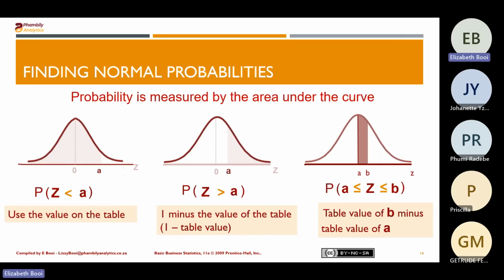And the same rule still applies. If you are going to find the probability of a less than, it is the value you find on the table. And remember always, the table contains all the probabilities of a less than, regardless of whether it's the negative side or the positive side of the table. If you're going to calculate the probability of a greater than, then it's 1 minus the value you find on the table. If you're going to do the between, it is the bigger one minus the smaller one from the table.